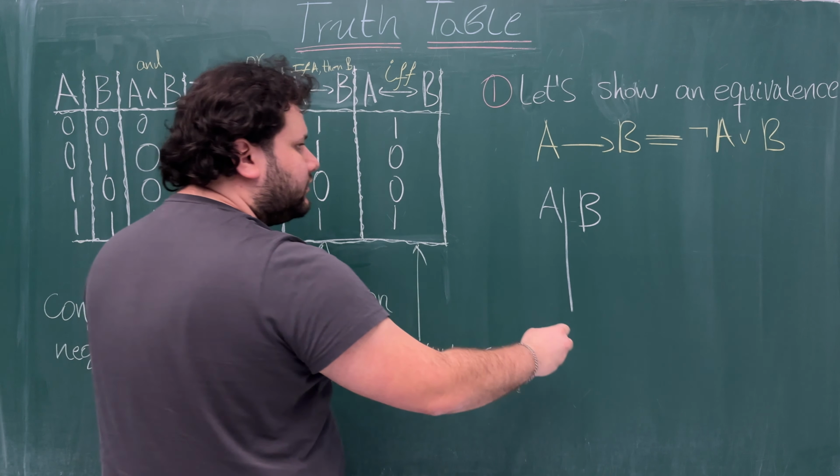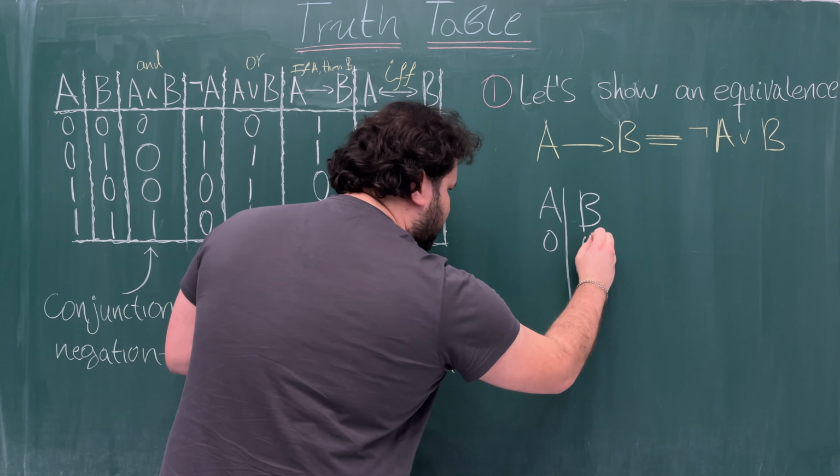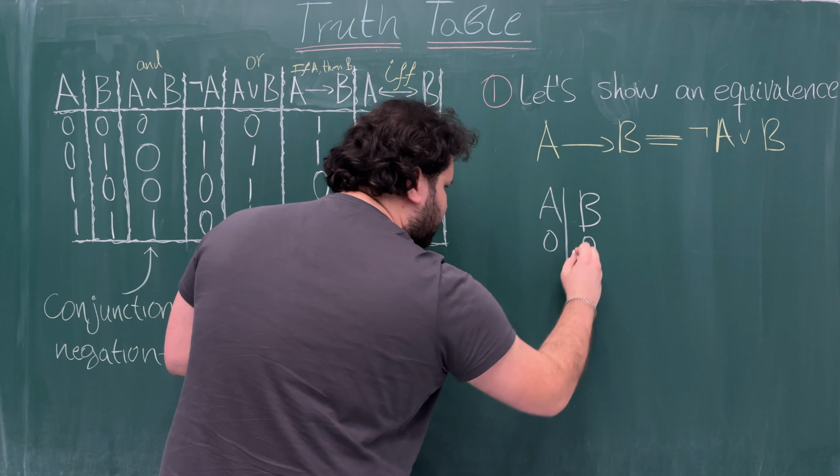So for A and B, let's put 0, 1, 0, 0, 1, 1, 0, 1, 1. Now, let's put the first statement. The first statement is just the implication of A and B, A implies B. And the second one is going to be negation of A or B.